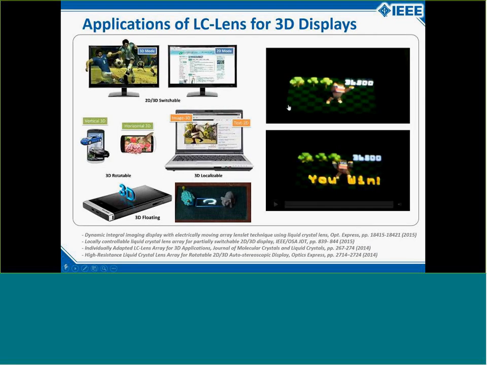Of course, liquid crystal has been widely used for 3D display. It has been used not only for 2D and 3D switching, it can also be used for 3D rotatable, which means that when you rotate the mobile phone from a vertical to a horizontal direction, both can be shown in 3D. And there is 3D localizable, where we can display only the image in 3D, but the rest of the text can be in 2D.